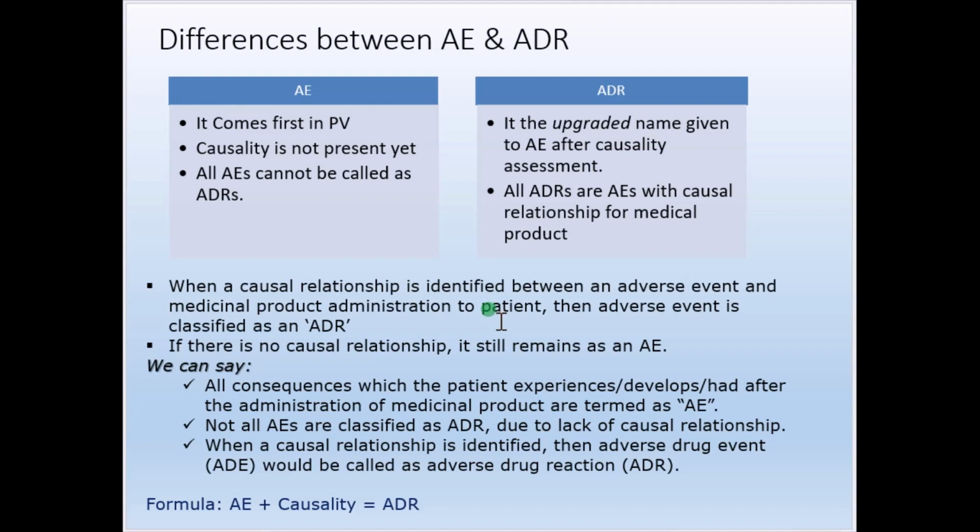Later, upon causality assessment either by the reporter or by a PV specialist, if a causal relationship is identified, then this particular AE is called an ADR. If there is no causal relationship, then it still remains an AE. The simple formula that makes the understanding between AE and ADR clear is that the combination of AE plus causality equals an ADR. We can say that all ADRs are AEs with causality. Don't feel like this is repetitive. Understanding the same concept in different ways gives better clarity.